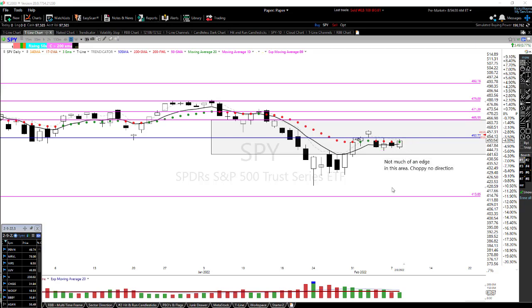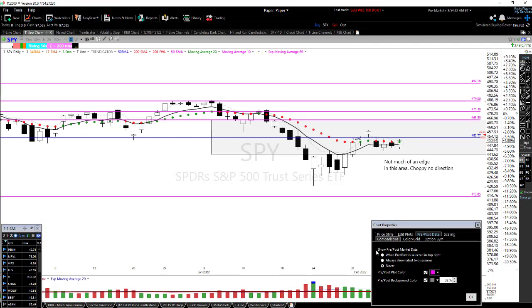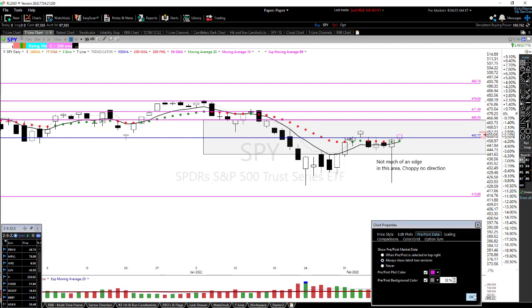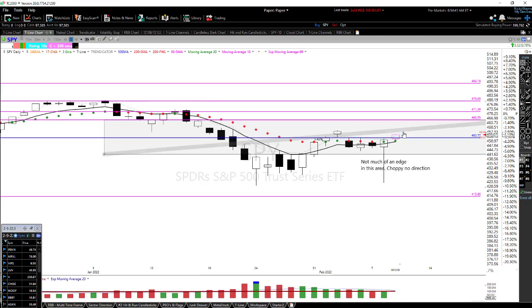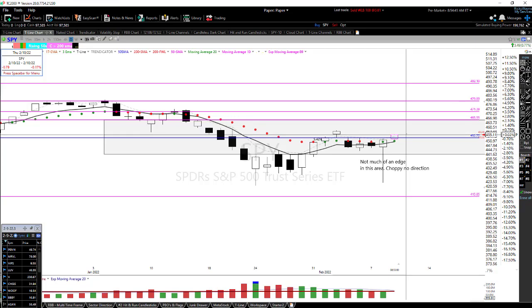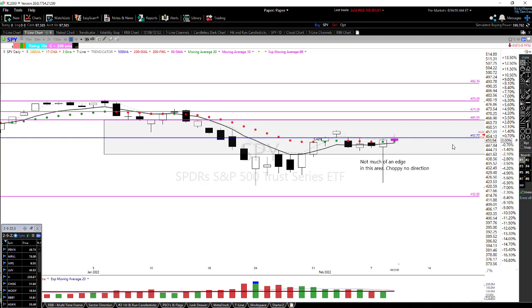So here today, let me turn this back on. You can see that we're pre-market here. We're popping up, so we should open up. There's still some time before the market opens, so this could change. But right now, I'm looking for an open around this 455 area.